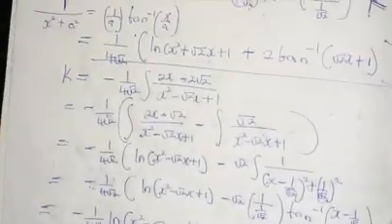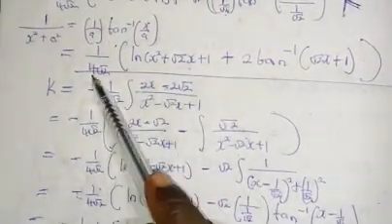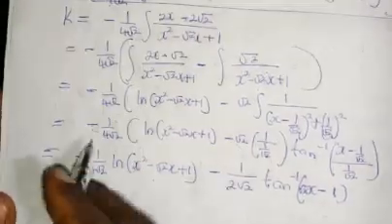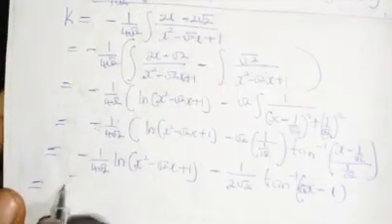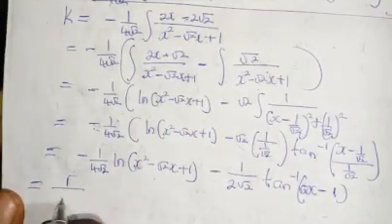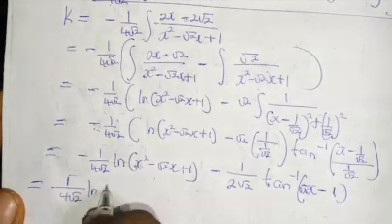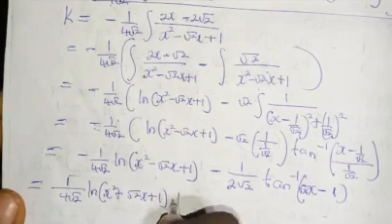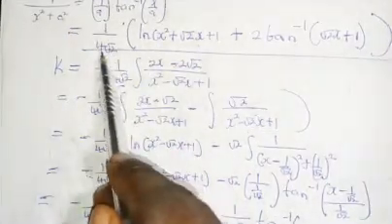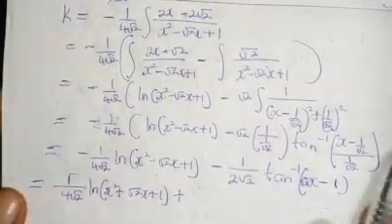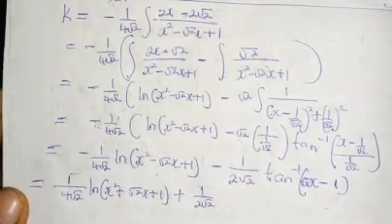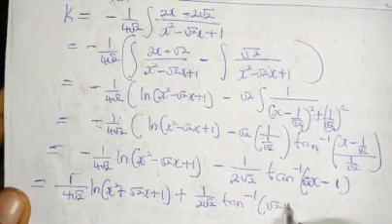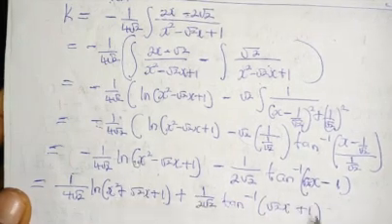Let's now join it with the first one. Don't forget here, we haven't opened the bracket, so we are going to open the bracket and join it with this. Now, in the first one, we said when you open the bracket, we are going to multiply it by 1 over 4 root 2. So we have 1 over 4 root 2, the natural log of x squared plus root 2x plus 1 plus here 1 over 4 root 2 multiplied by 2 is going to give us 1 over 2 root 2. We have tan inverse of root 2x plus 1.